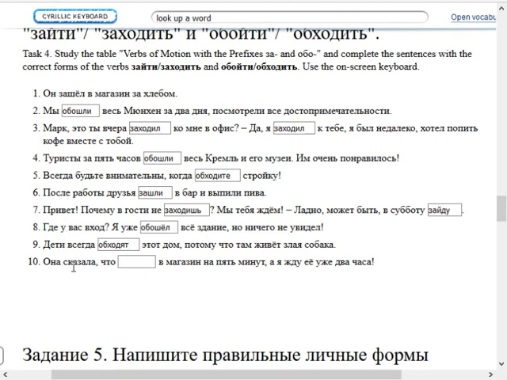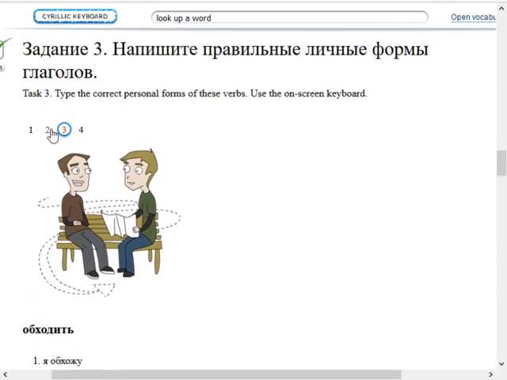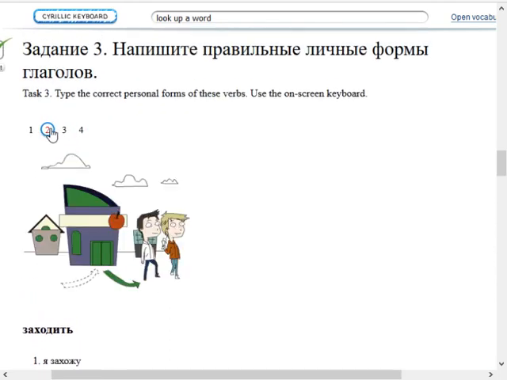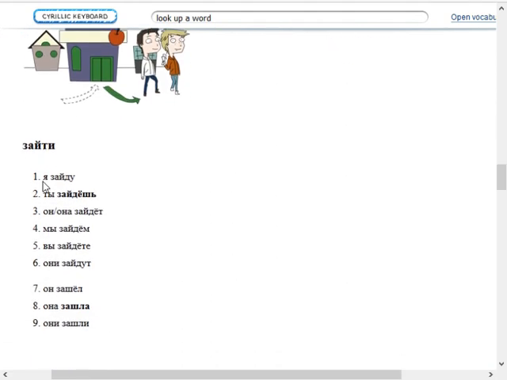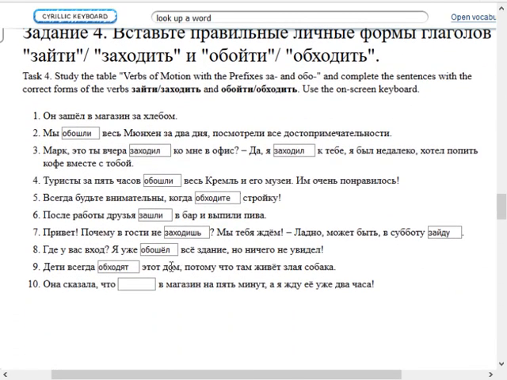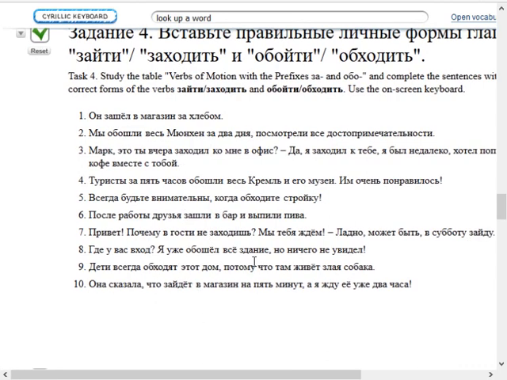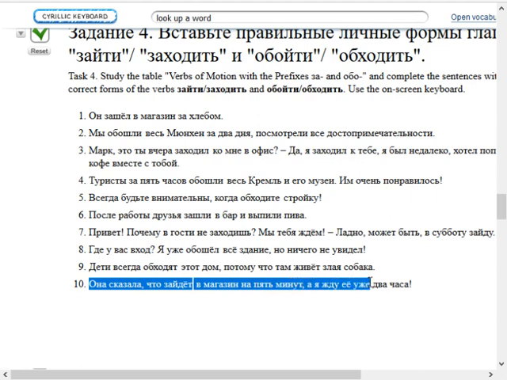And finally, она сказала, что зайдет в магазин на 5 минут, а я жду ее уже 2 часа. Okay, so she says that she would go into the store, so obviously she didn't go around the store, she zaiti'd the store. So they're using present tense for она of зайти, so it's зайдет. There we go. Everything is fine. Everything went well.